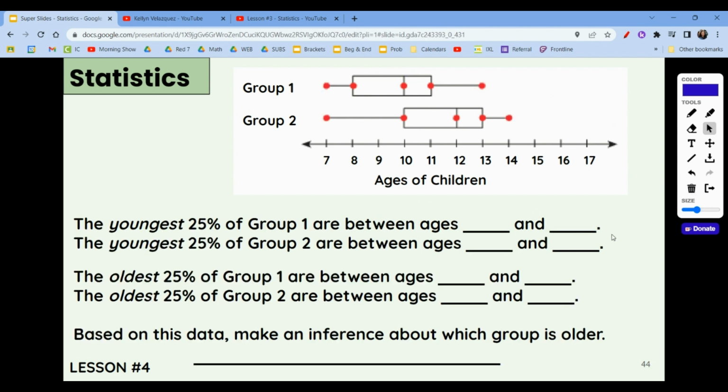Okay, the youngest 25% of group 1 are between ages blank and blank. Now remember, each section of the box and whisker plot is 25%. So the youngest 25% of group 1 would be located right here in this bottom whisker, and they'd fall between 7 and 8 years old. The youngest 25% of group 2 would be in this whisker, and that falls between 7 and 10 years old.